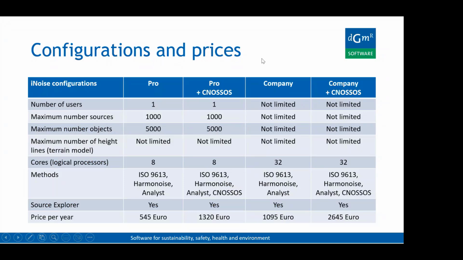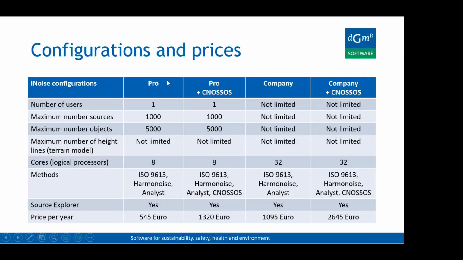Then configuration and prices. iNoise, like I said, has two main configurations, the Pro and the Company configuration. Of course, the free configuration is included in the setup. The Pro configuration is for one user. The Company configuration is for an unlimited number of users. That's very convenient if you have several users within your company that want to use iNoise. And we've got Pro and Pro plus CNOSSOS as a configuration, and Company and Company plus CNOSSOS.